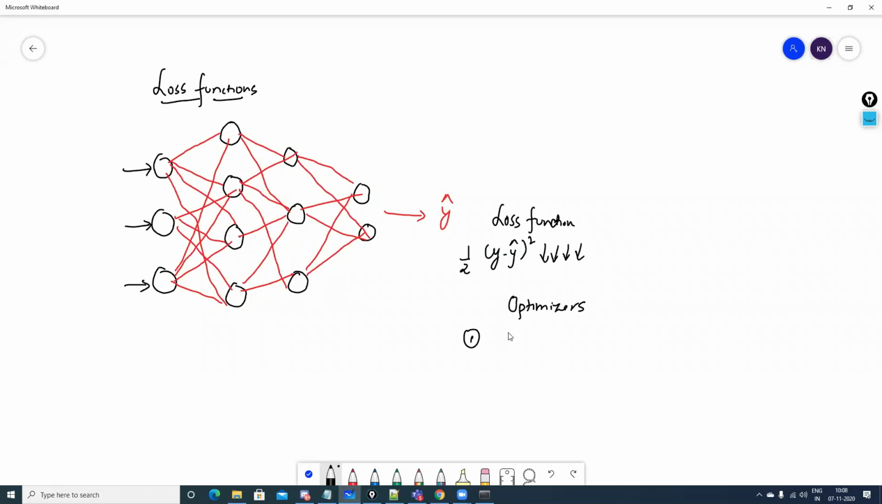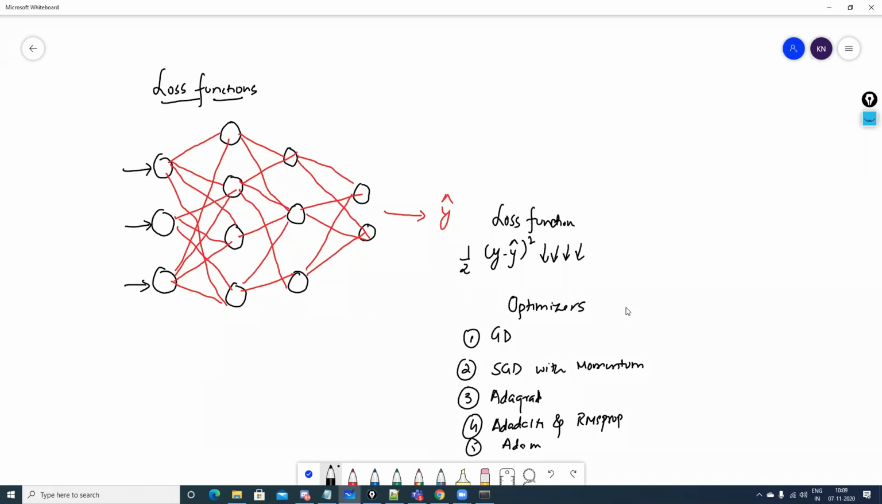Some examples of optimizers are gradient descent, stochastic gradient descent, right? Stochastic gradient descent with momentum, right? All these things we had covered in our previous session. And we have adagrad, then we have adadelta and RMSprop. Finally, we saw the Adam optimizer. We also understood which optimizer we should use, and obviously right now the Adam optimizer is the best.